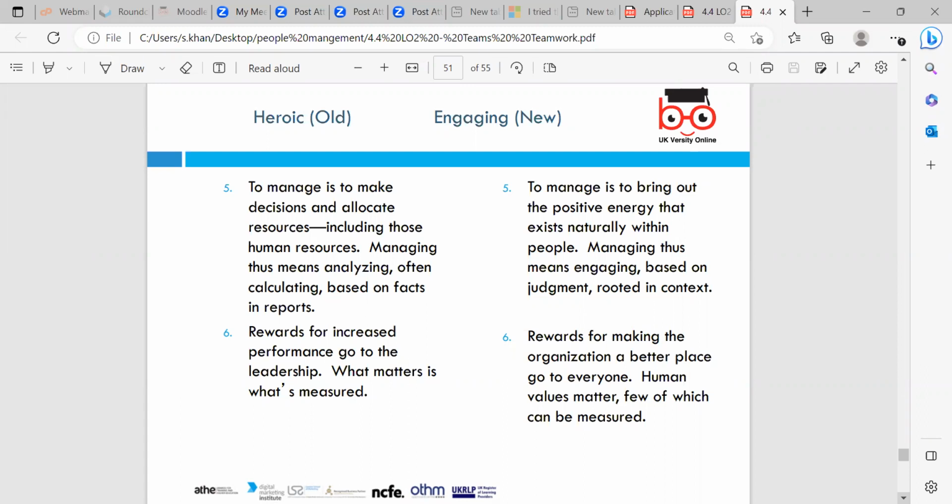Against the heroic one. Number 5, to manage is to bring out the positive energy that exists naturally within people. Managing thus means engaging based on judgment, rooted in the context. Number 6, rewards for making the organization a better place to go to everyone. Human values matter, few of which can be measured.